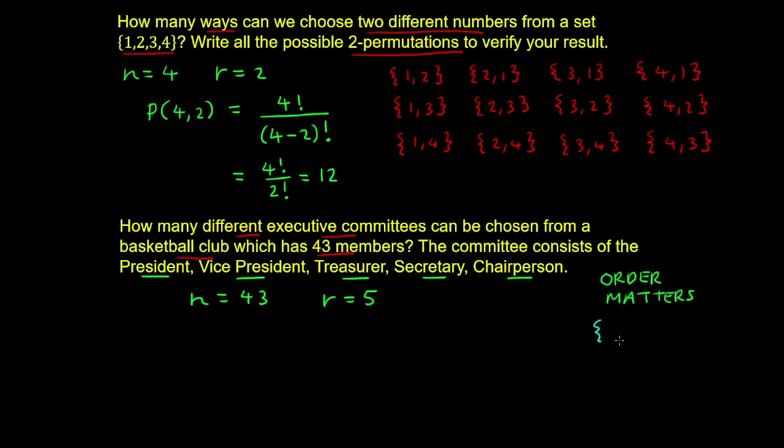because we can have people allocated to the roles of the executive committee as follows. So we have the president, the vice president, the treasurer, secretary, and chairperson. And you might end up with someone else filling the vice president and president role, for example. So therefore the number of different executive committees is the number of 5 permutations.